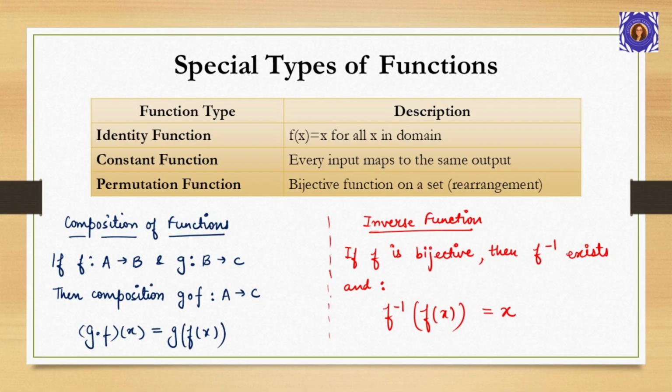The key property is f inverse of f(x) equals x for all x in the domain of f, and f of f inverse of y equals y for all y in the range of f. Think of f as encrypt a message and f inverse as decrypt a message. Only bijective functions have this perfect reversibility property.